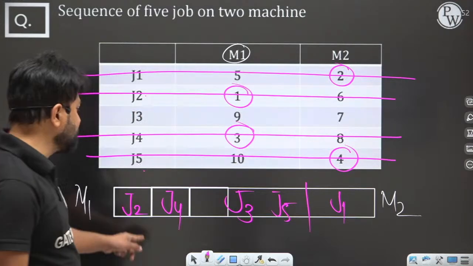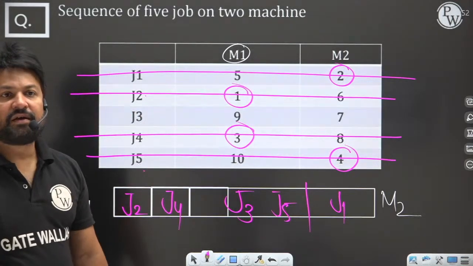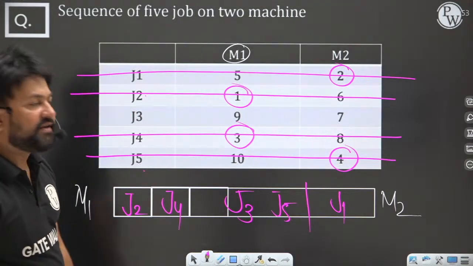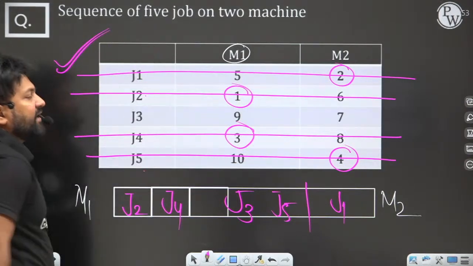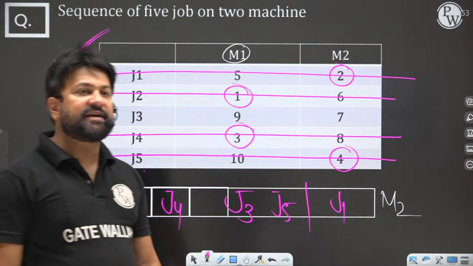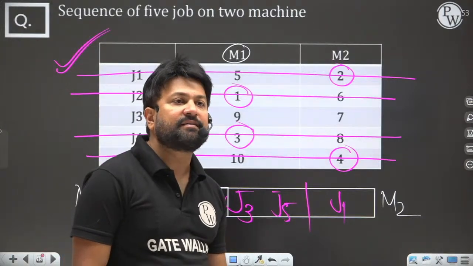So this is the sequence 2 4 3 5 1. Are you getting 2 4 3 5 1? If you are getting 2 4 3 5 1, then your answer is perfectly correct. Shall we move?